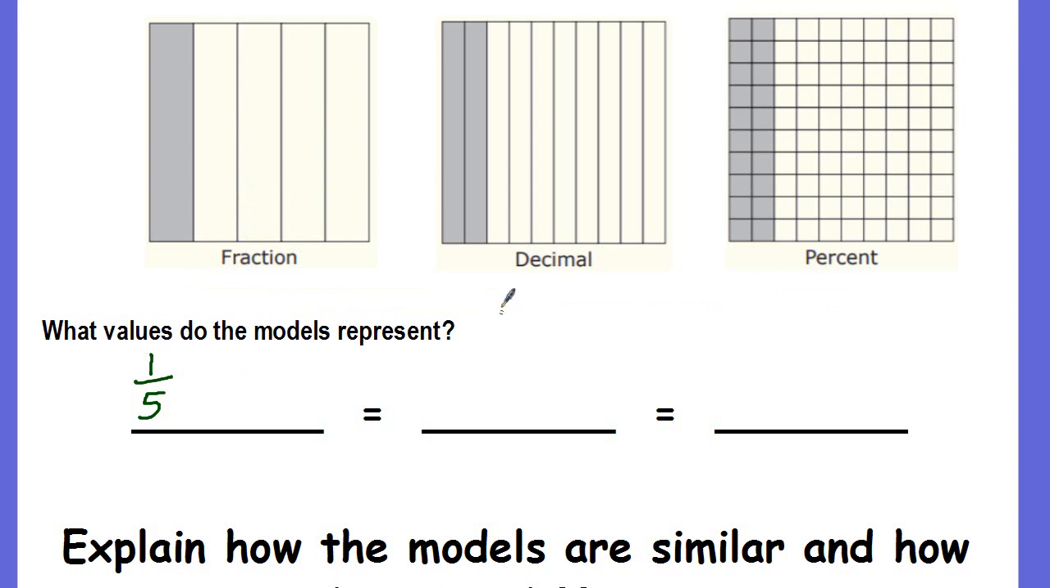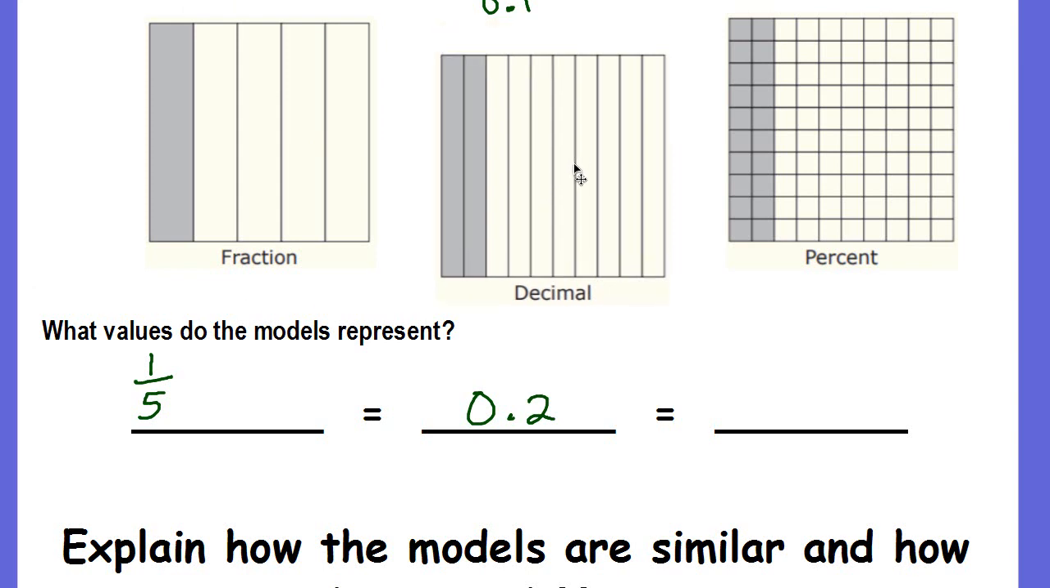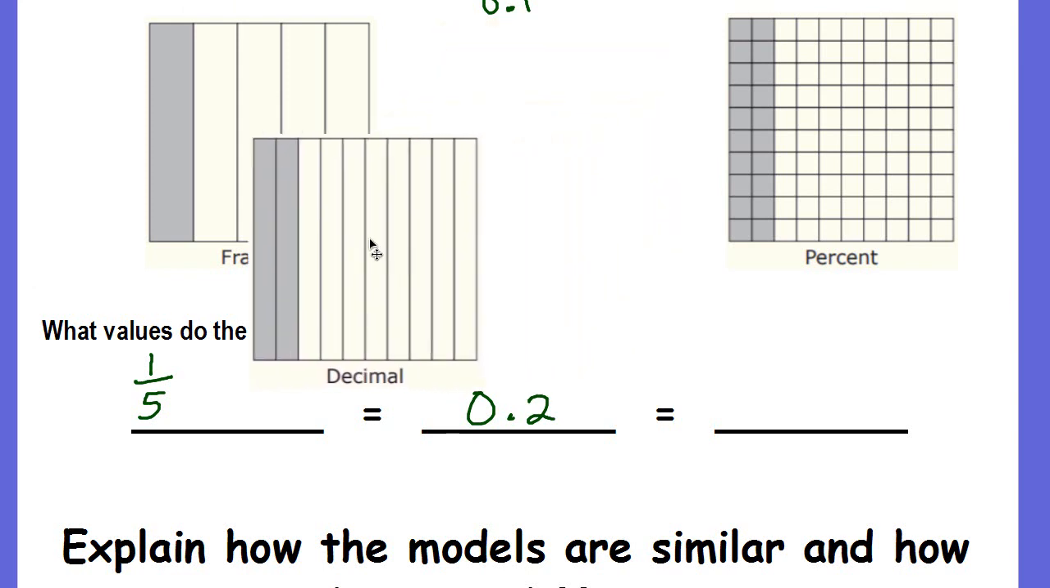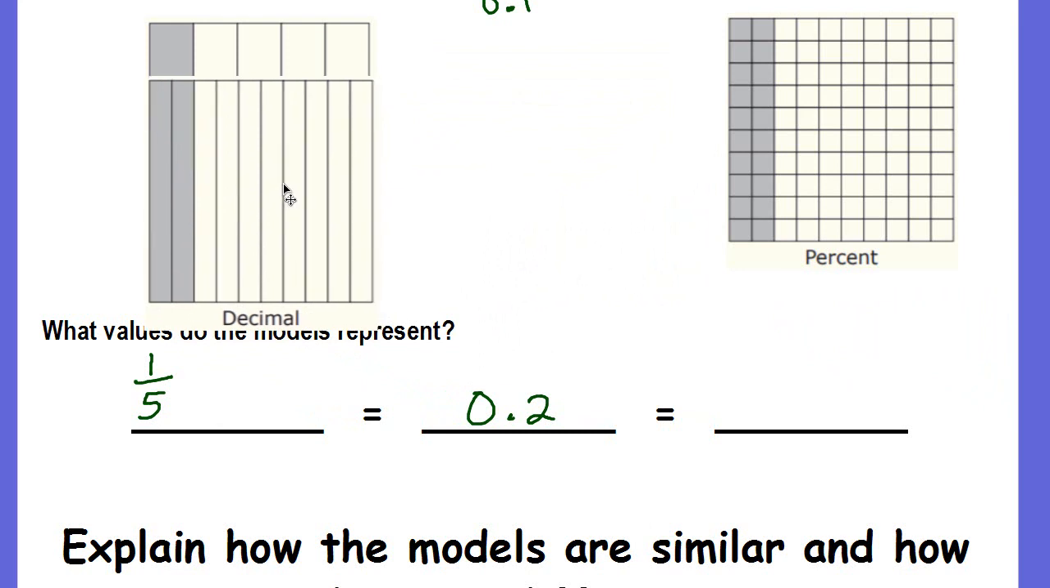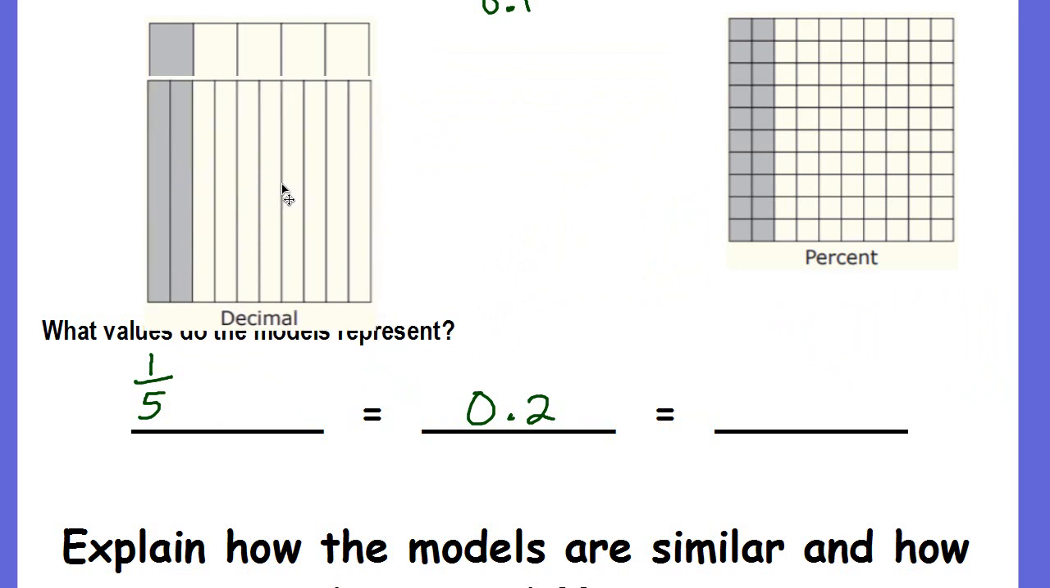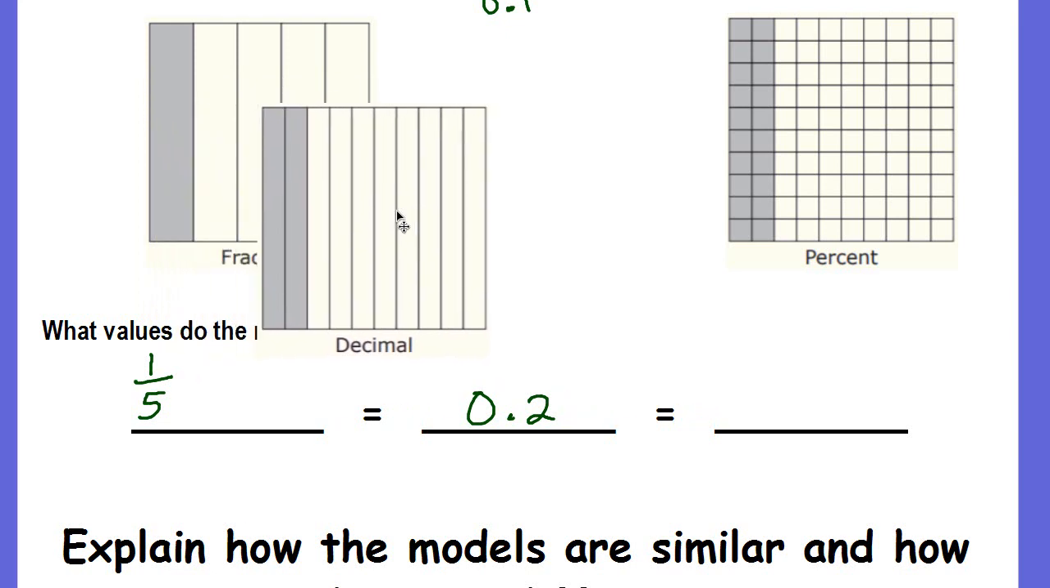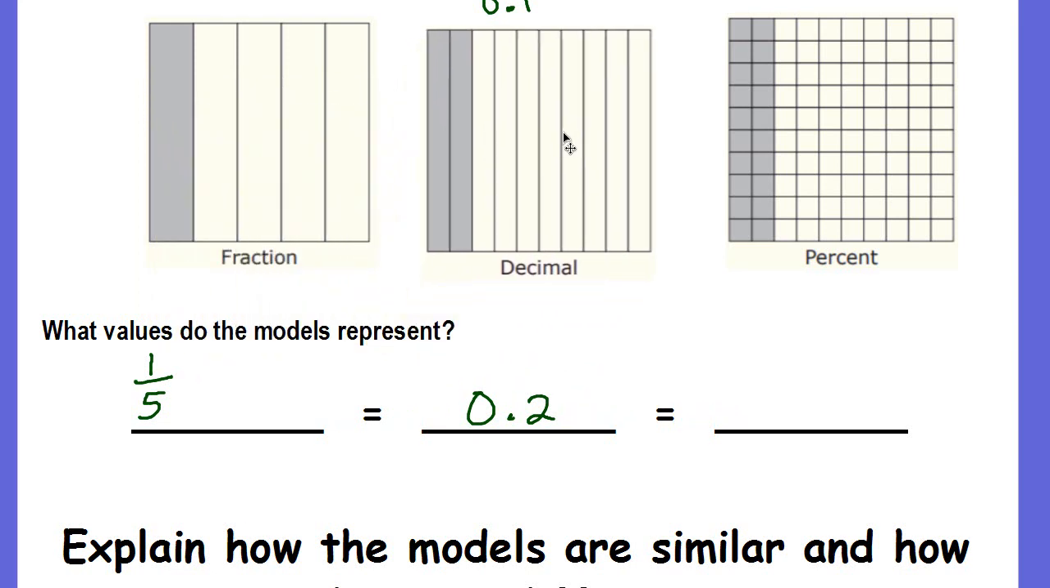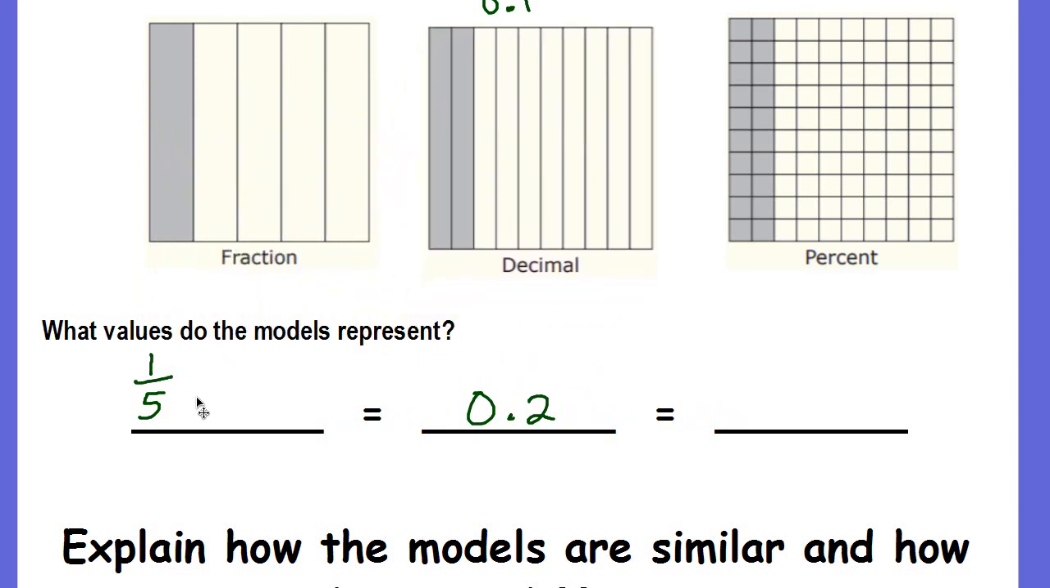Then you went on to decimals. You know that this square equals 1 whole and that each column represents 1/10. So if 2 of the columns are shaded, that means 2/10 are shaded. If I take this decimal whole and compare it to the fraction whole, what do you notice? They're the same size, right? And the shaded amount is the same amount. So that tells you that the fraction 1/5 is equivalent to 2/10.